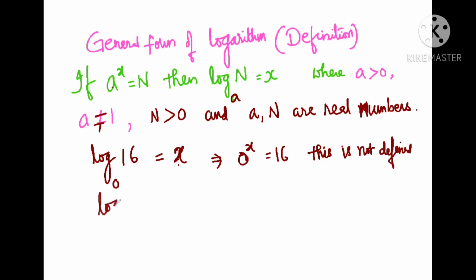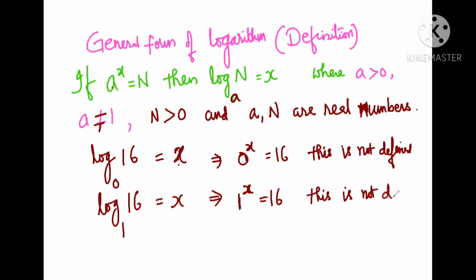Similarly, logarithm of 16 base 1 is equal to x. Then what is x? Let us write this in the exponential form: 1 to the power of x is equal to 16. Can we get 16 if we raise 1 to some power x? If we write anything, we cannot get 16. 1 to the power of anything is 1 only. So here also this is not defined. Therefore this condition is important.